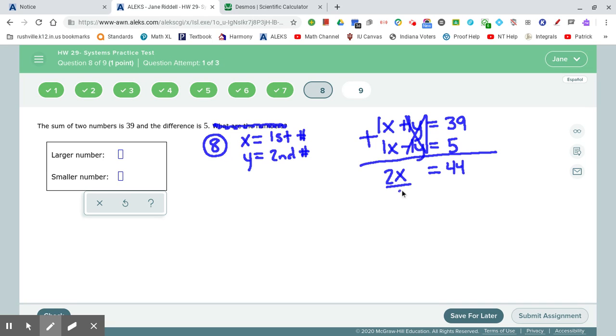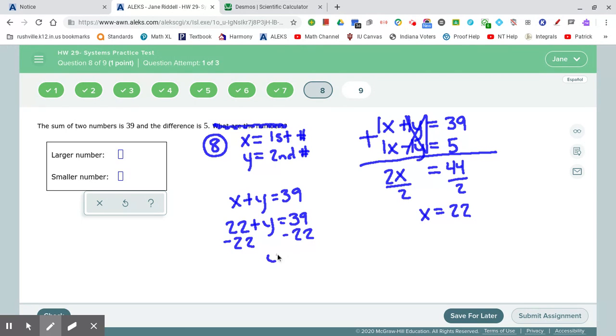So 2 is being multiplied by x. I would divide both sides by 2, and this is going to give me that x is equal to 22. So I know that one of my numbers is 22. Now I'll go back to one of the original relationships. The sum of the numbers is 39. So that means if 22 is my first number, I can figure out my second number by undoing the addition by subtracting. So if I take 39 and subtract 22, that is going to give me what my second number is. Again, if you need to use a calculator, feel free to use a calculator, but I'm going to come up with my second number is 17.